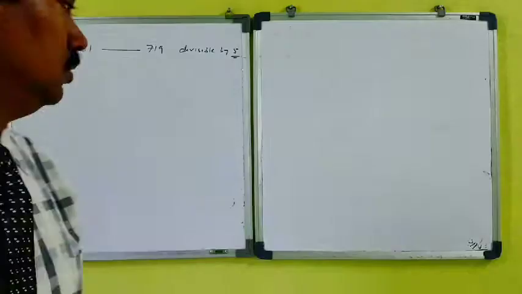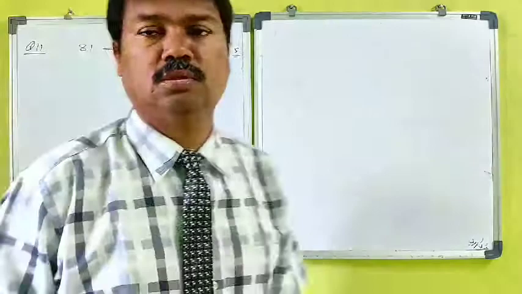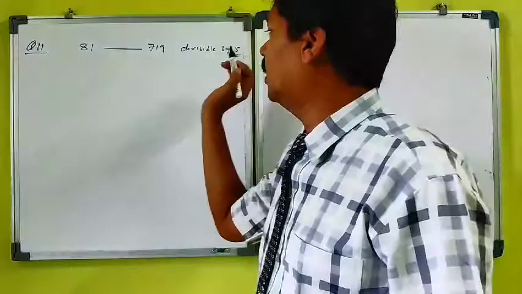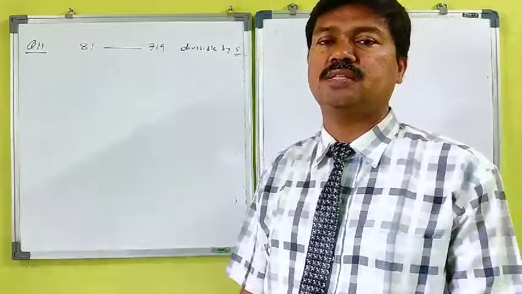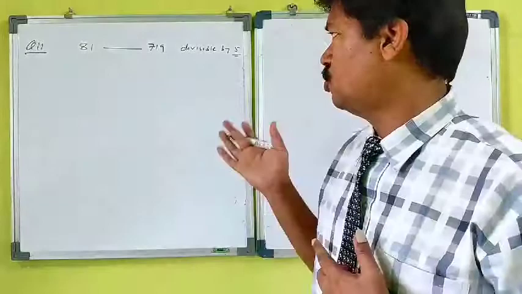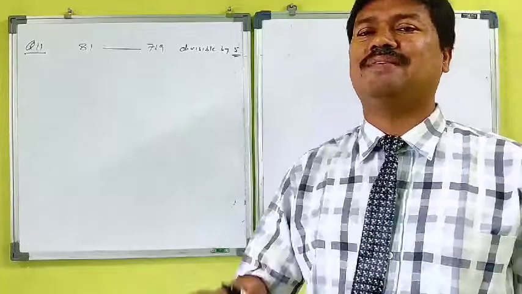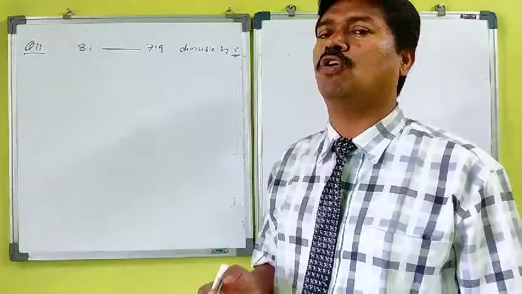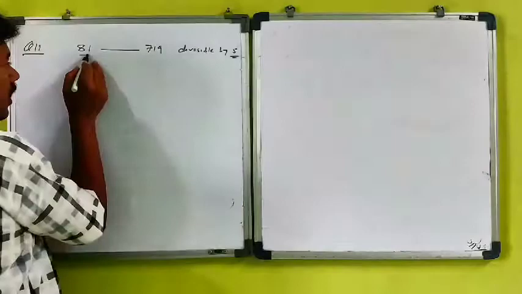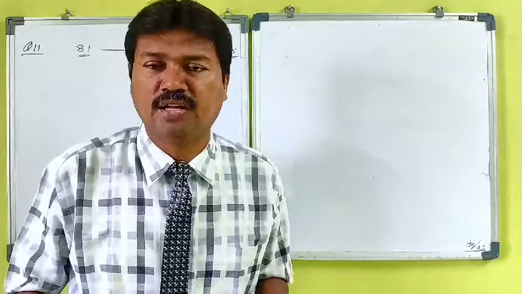Yes, the next question, question number 11. What is given? The sum of the integers between 81 and 719 which are divisible by 5. So what is the sum of this? First of all, you should know what integers are there. Anything which is divisible by 5 has 0 or 5 in the unit place. The first boundary given is 81 and the last boundary is 719. So we'll find the first term and the last term first.